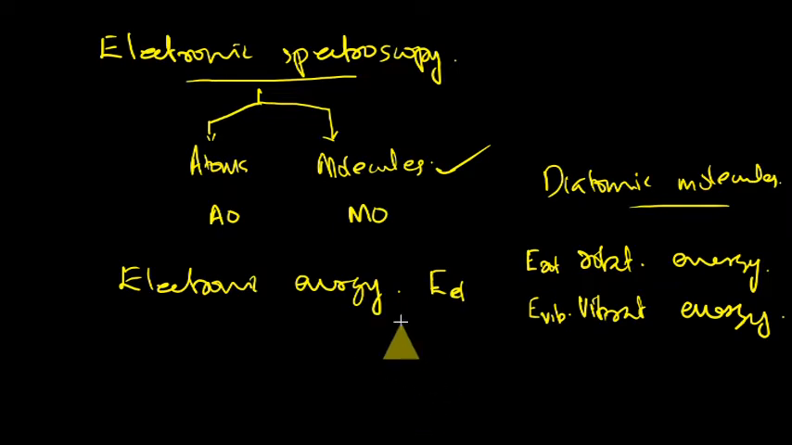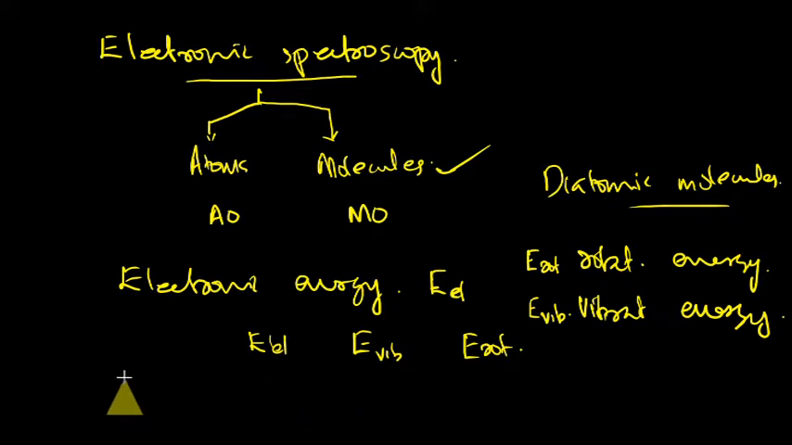Okay, so whenever you are taking a molecule, this molecule will have E electronic, that is the electronic energy. That molecule will have E vibration, that is the vibration energy. And it will have E rotational, that is the rotational energy. So what will be the total energy of the molecule? The total energy of the molecule will be contributed by all these different kinds of energy: the electronic energy, vibrational energy, rotational energy.